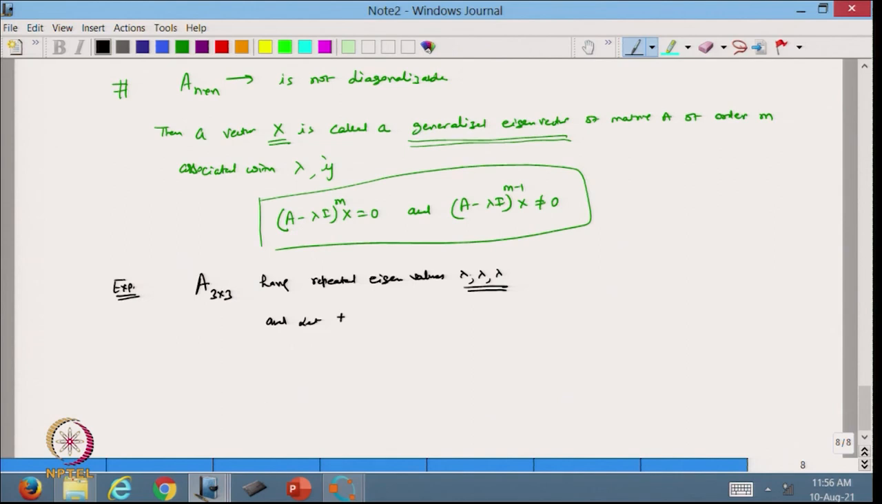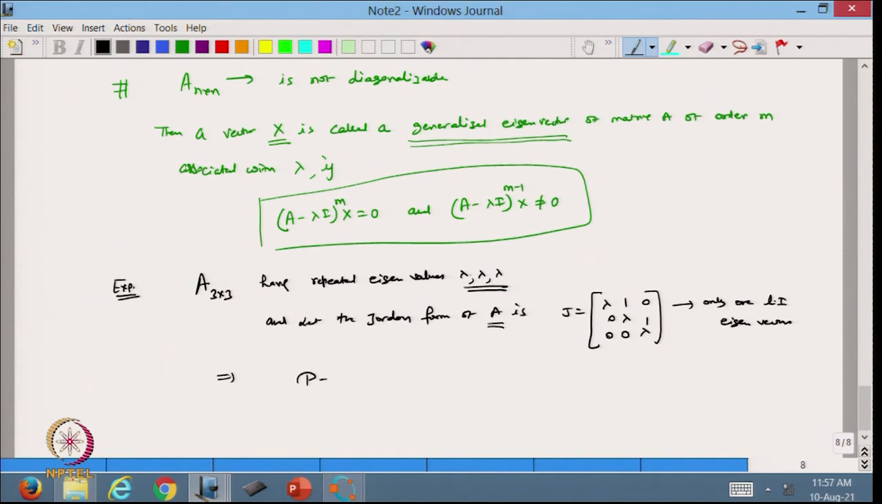Let the Jordan form of A be this one, lambda, lambda, lambda, with 1, 1, 0, 0, 0. So, this is my Jordan form of A given to us. It means there is only one linearly independent eigenvector. Now, suppose I get my matrix P. P is made up of the eigenvectors x 1, x 2, x 3. Of course, they are generalized eigenvectors.